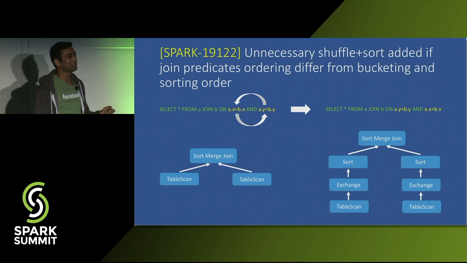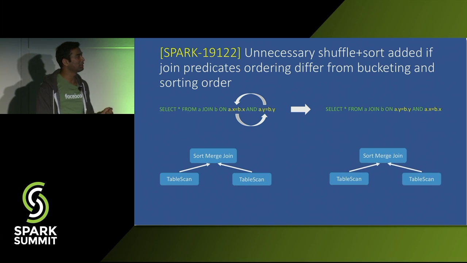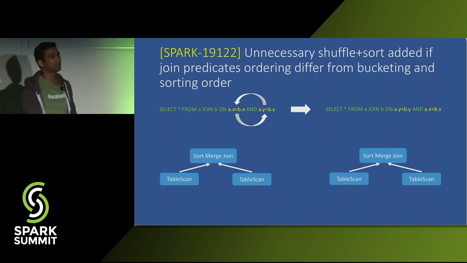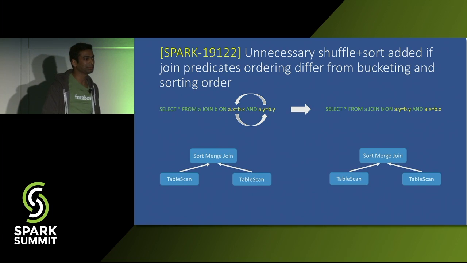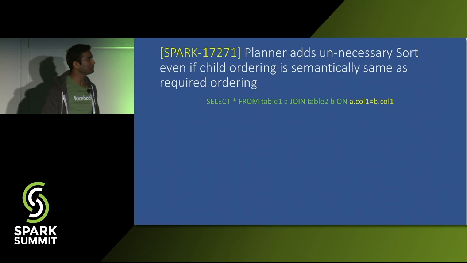The fix here was to make sort merge join not look at the ordering of the join predicates in the query string, and instead leverage the bucketing properties of the table. After this fix, the sort and shuffle are eliminated, and this same query runs as a single stage job. And it's much faster.